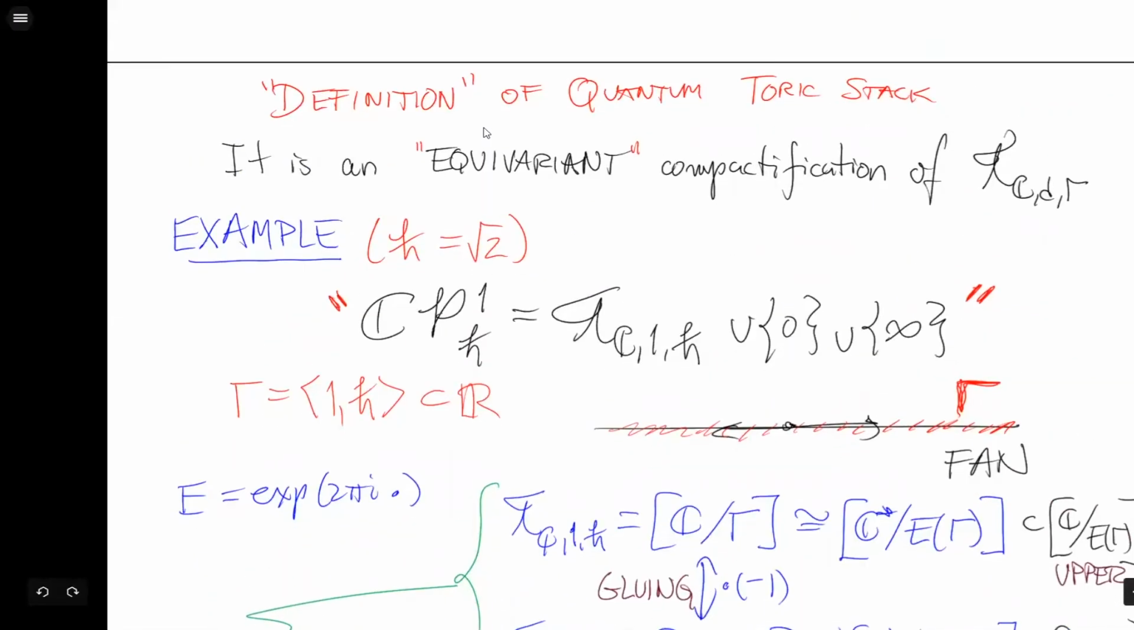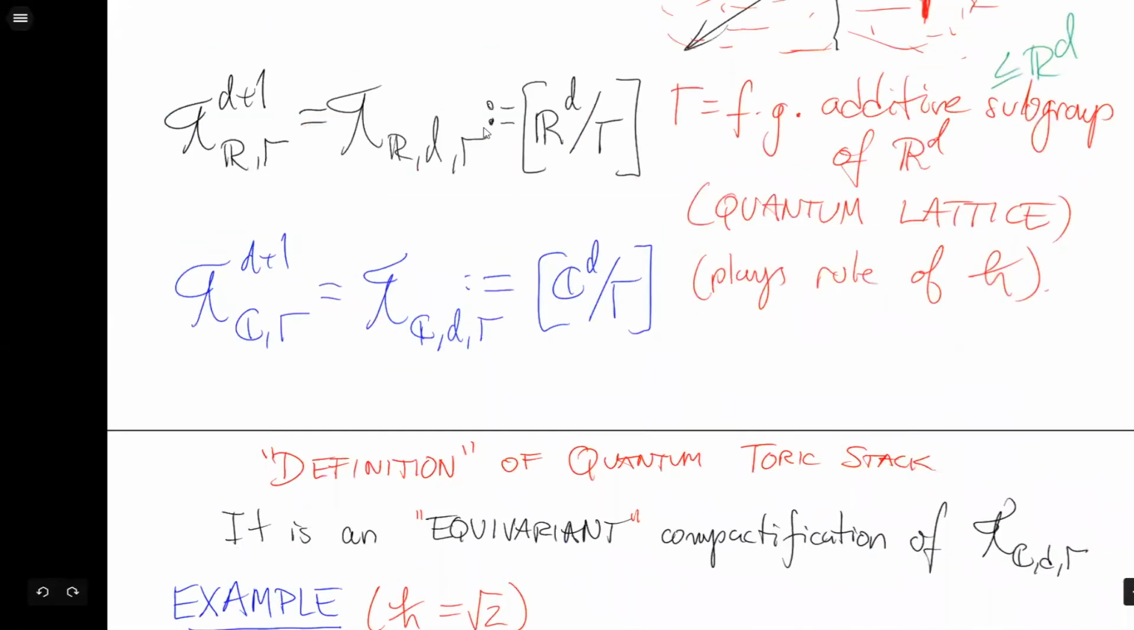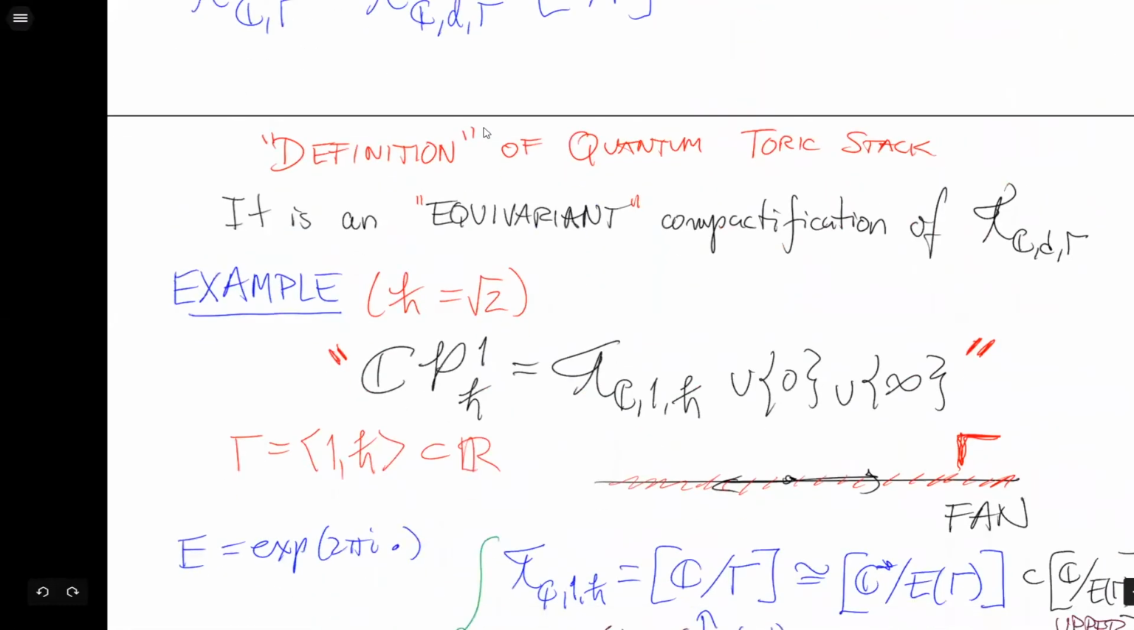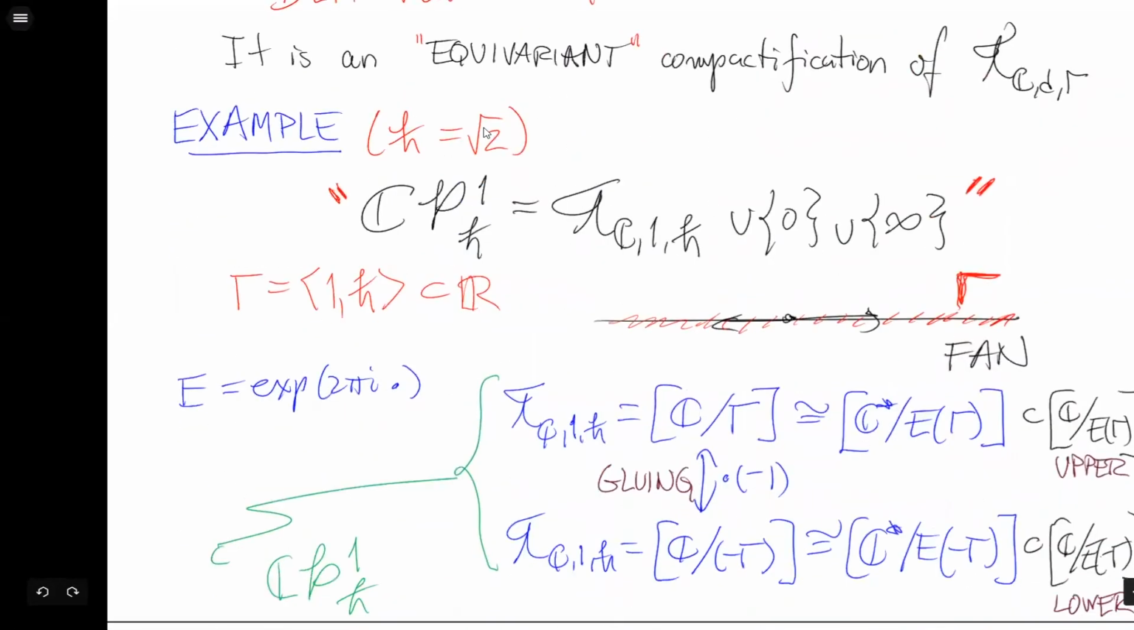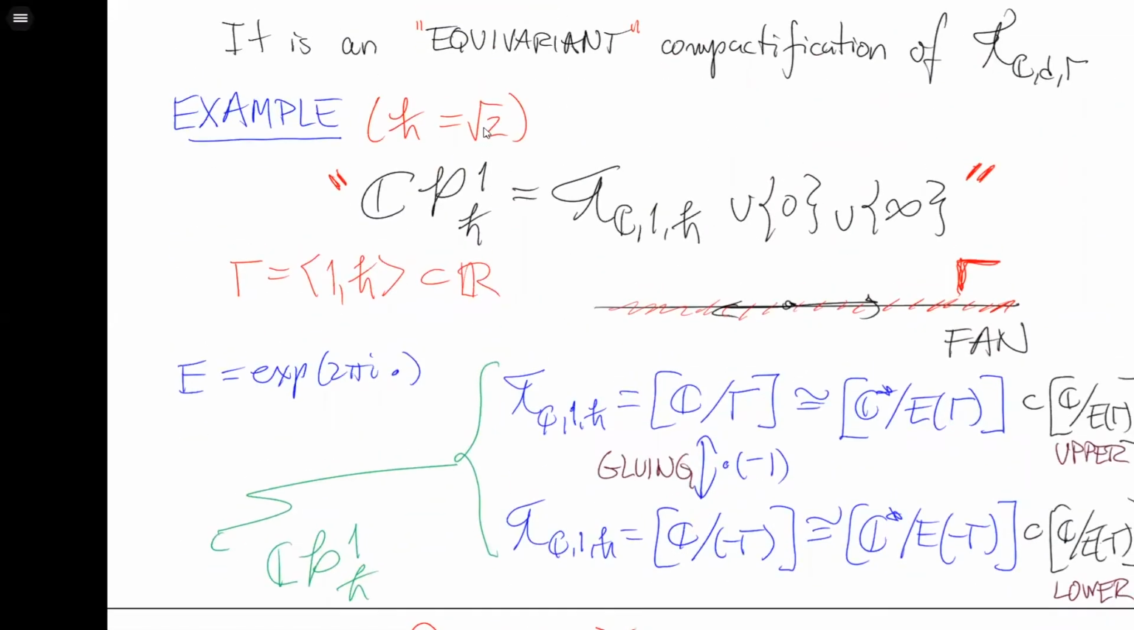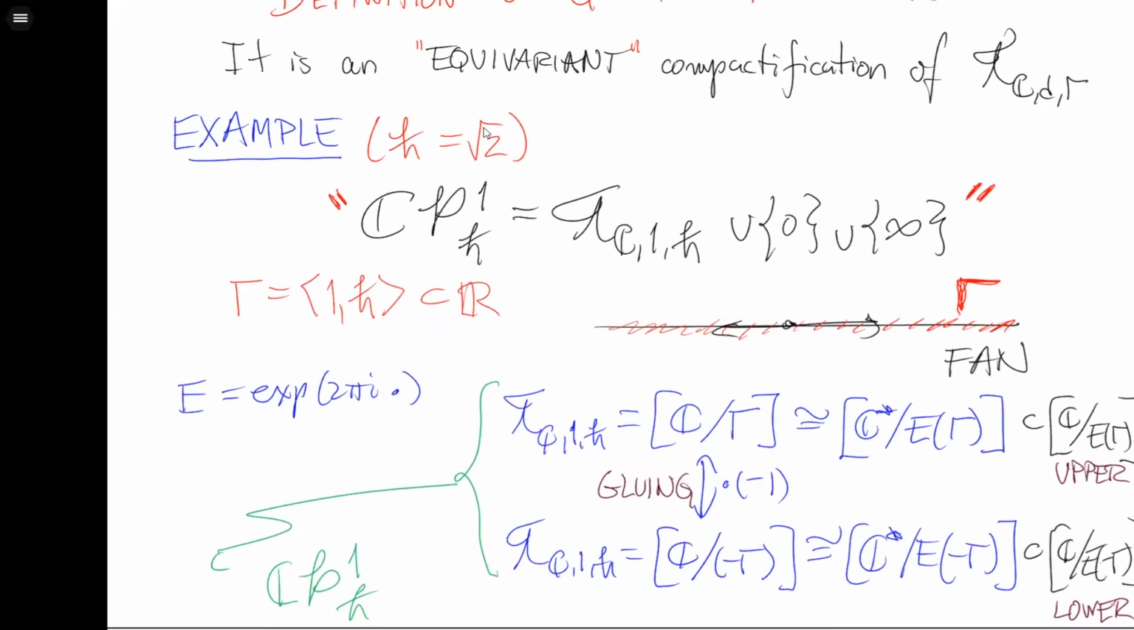So let's make a definition of a quantum toric stack. It is an equivariant compactification of one of these quantum tori given by a quantum lattice. So it's an equivariant compactification. Let me write an example so that you get a drift of what I am trying to convey here and what theory I'm trying to build up.